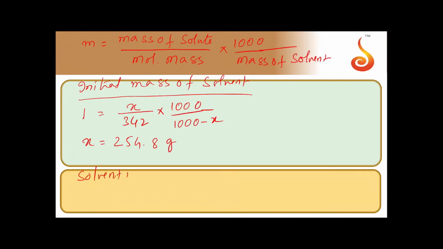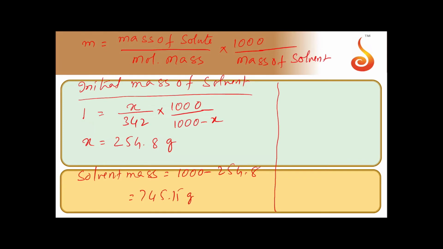From this we can find out the mass of solvent. Now solvent mass, means initial mass of solvent, is 1000 minus 254.8, and this value is 745.15 grams. This is the mass of solvent initially present now.